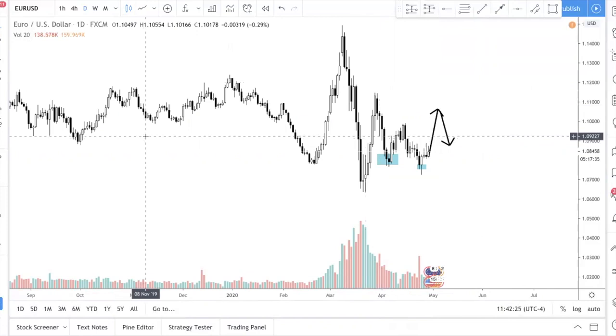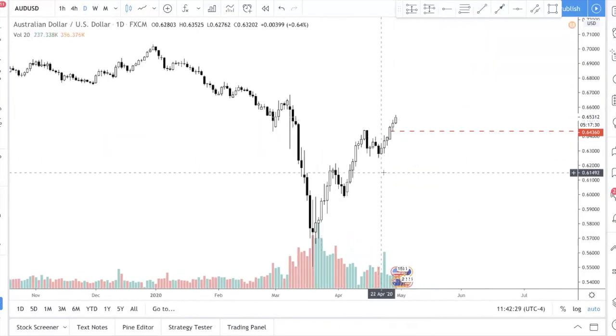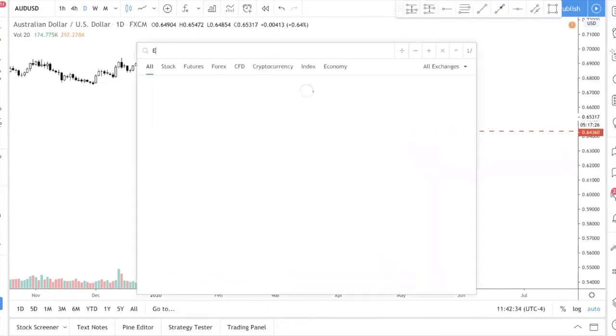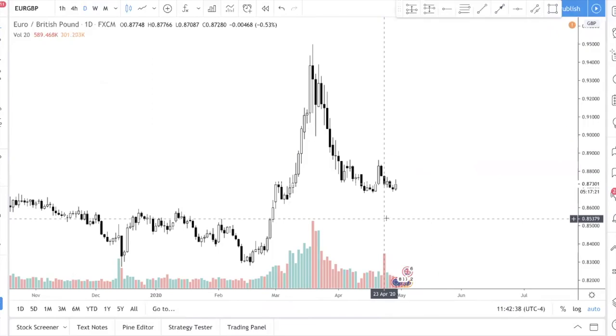Let me just go through one final example. Let me try to find a better example for you so that I can really explain the point.